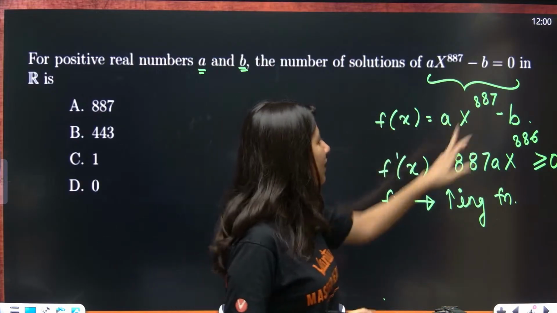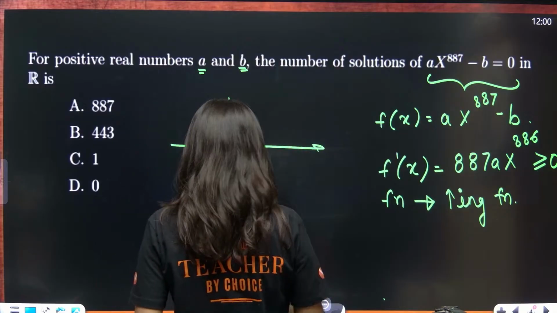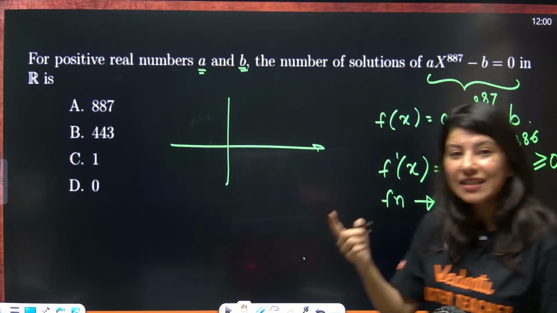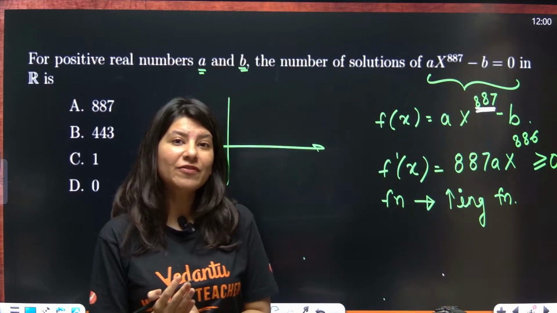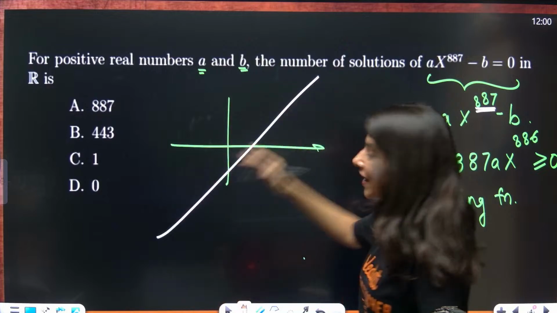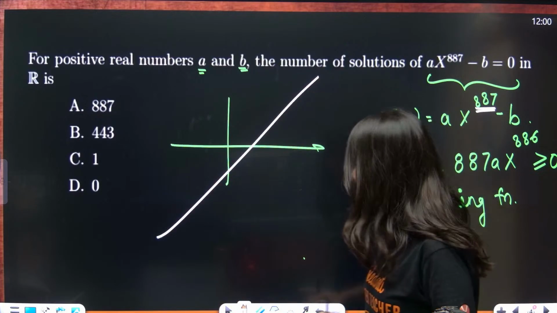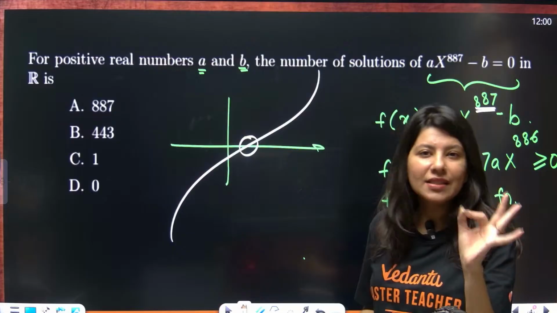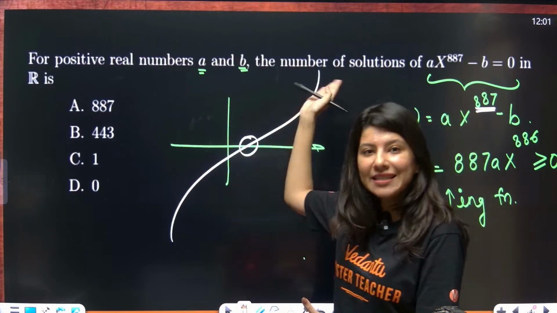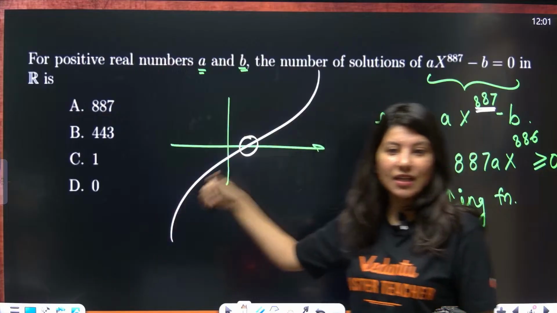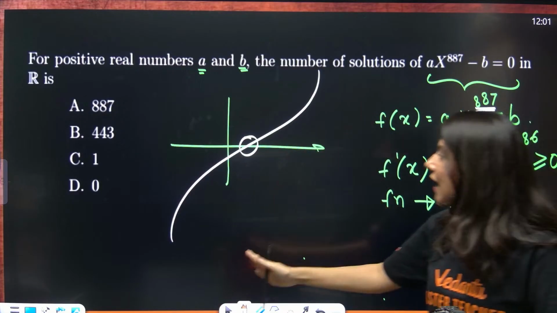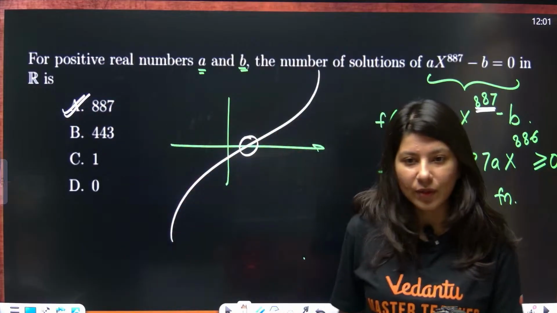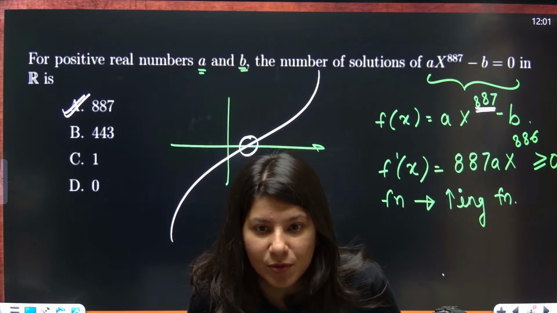So this function f of x, if I try to plot, is always increasing. This is an odd power. Can you see 887 is an odd power? So an odd power function's graph will look like this, going from minus infinity to plus infinity, just like your x cube. So can you see only one solution will be there? The function is increasing, the minimum value is minus infinity, the maximum value will be plus infinity, and clearly it will intersect your x-axis. So option A is absolutely correct. Okay, 20 questions with only one option correct.